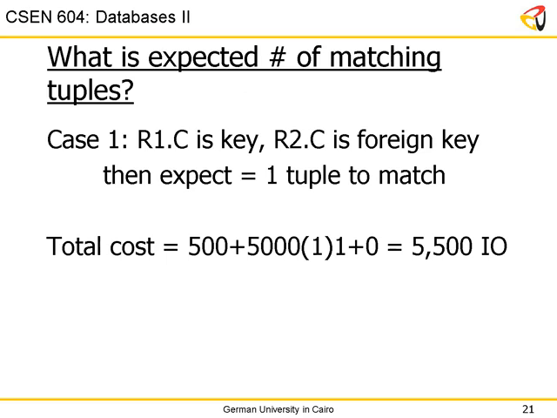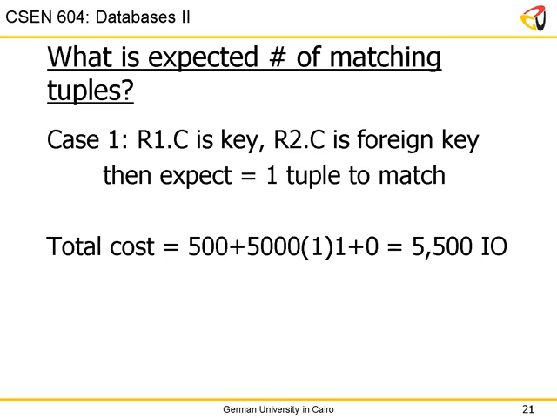Here is one very important question to understand the IO cost of this: what's the expected number of matches every time I go to R1.C and ask, does this exist? We have a number of cases. The first and more common case is that R1.C is the primary key, and R2.C is a foreign key.